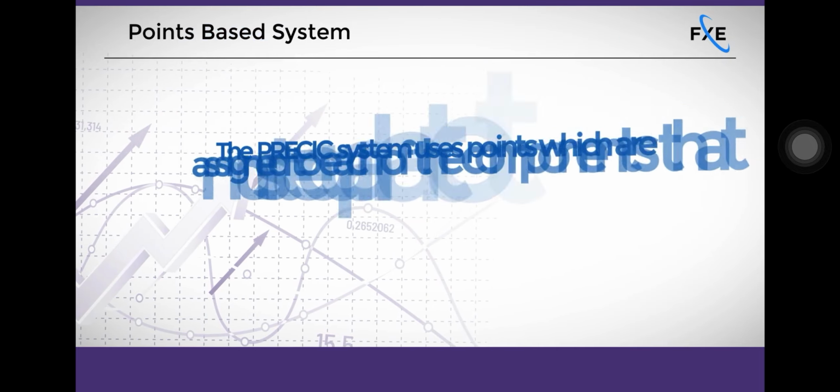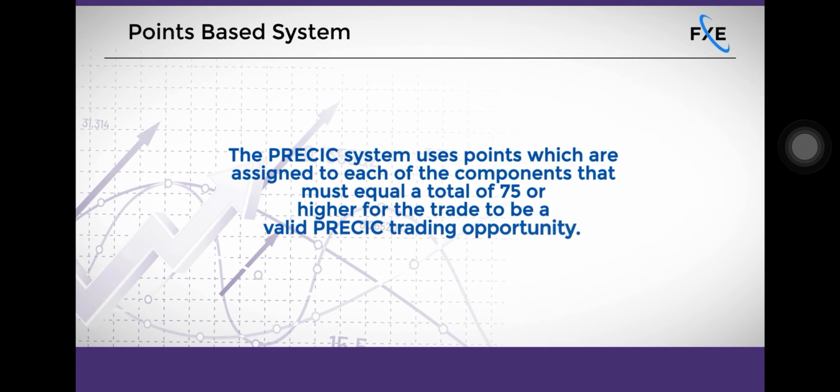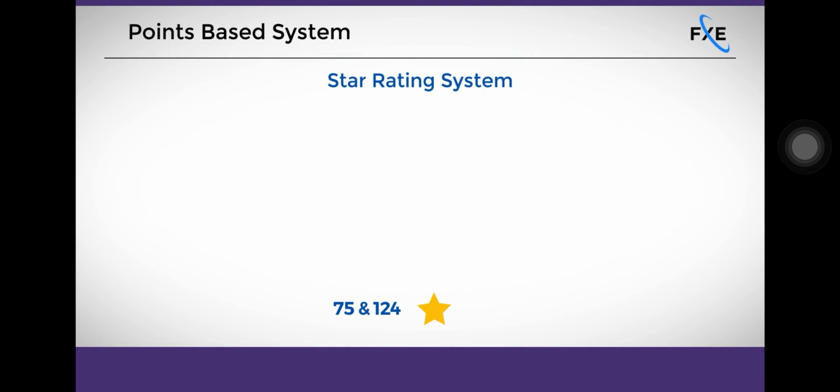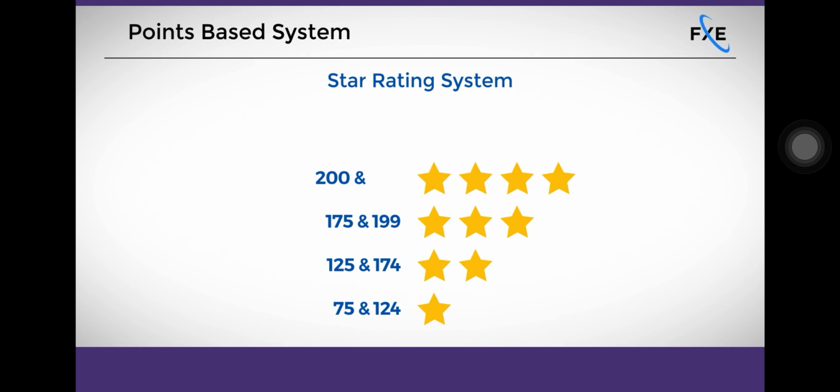The Pressing system uses points which are assigned to each of the components that must equal a total of 75 or higher for a trade to be a valid Pressing trading opportunity. The Pressing system is broken down into a star rating, where 1 star is awarded to a score between 75 and 124. 2 stars are awarded to scores that fall between 125 and 174. 3 stars are awarded to scores that fall between 175 and 199. 4 stars are awarded to scores that fall between 200 and 249. And 5 stars, the highest rating, are awarded to scores which total 250 or above.